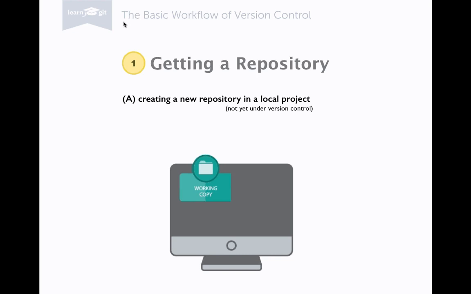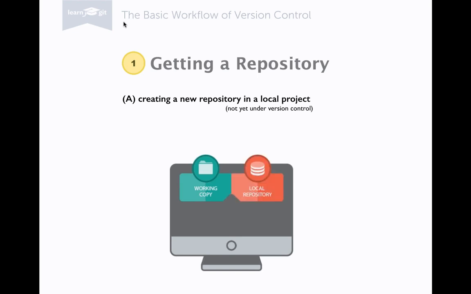So the first one is getting a repository onto your machine. You have two options to do that. One is to create a new repository in a local project, a project that is not yet under version control, one that you have started on your computer and now want to start version controlling.